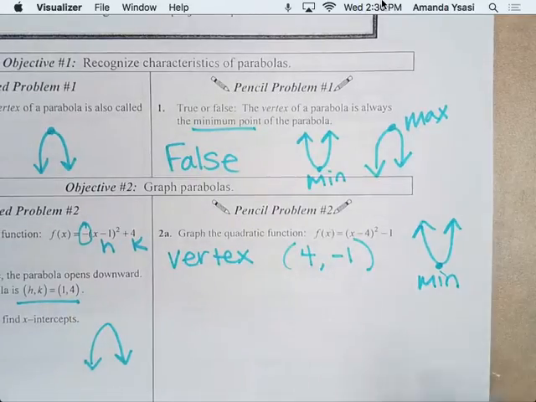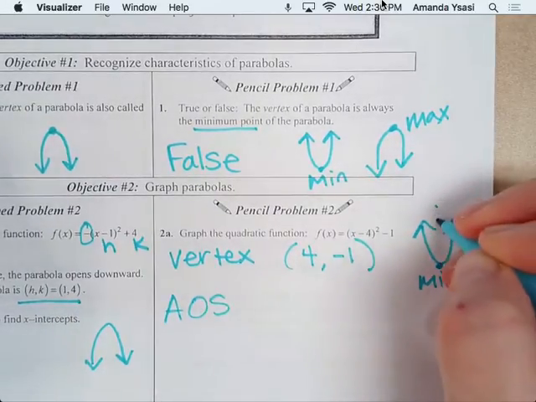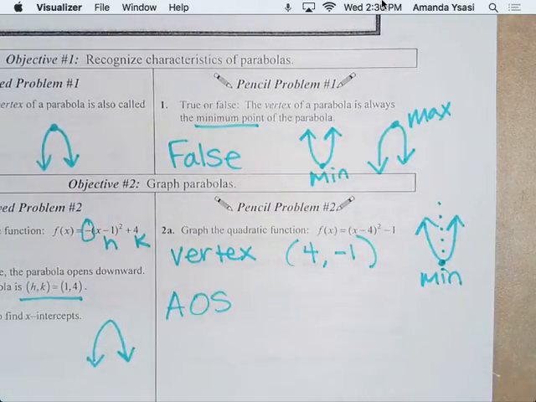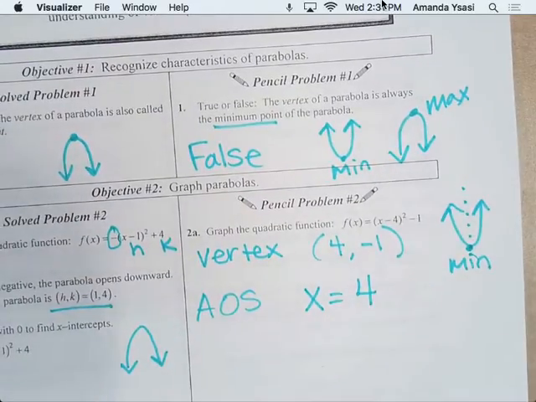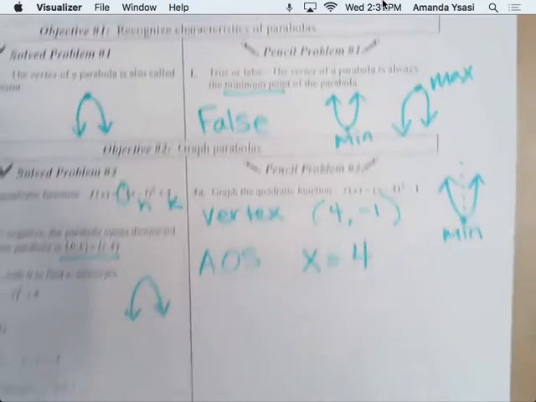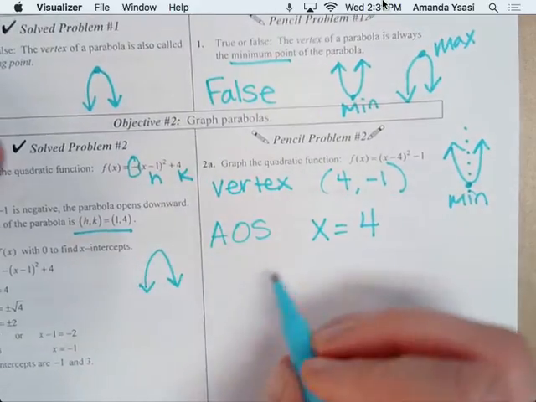And then we want our axis of symmetry. What is this going to be? What did we say? x equals h. x equals 4. And then we need to solve it out to find our zeros.